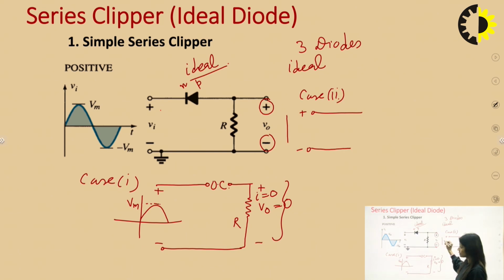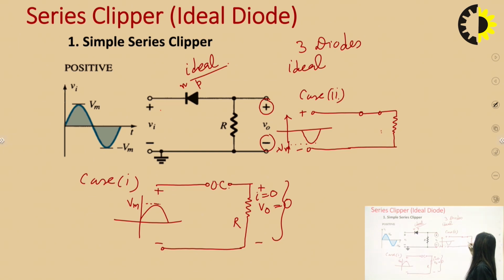When the input is at its negative cycle, okay. Now this is negative, this is connected to the end terminal, so the diode is short circuited. So we can see that whatever is the input, this will totally appear across the output. So the output will be the same as input. Okay, the output will be same as input.